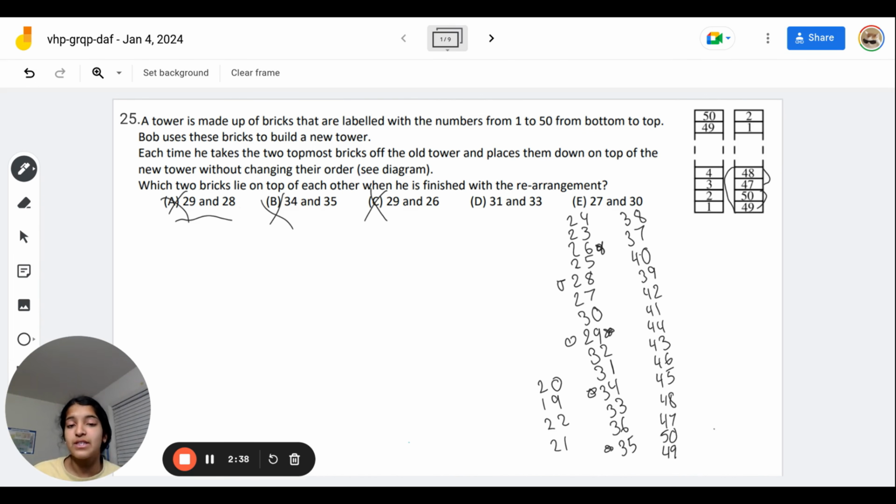So I feel like the easiest way to do this problem would just be to write down the numbers. It's really easy if you just follow the pattern. So for D, it's 31 and 33. Let's see where 31 is. 31 is right here, and 33 is right here. It's only split by one number, but still it's not right next to each other, so it can't be D. And then we get 27 and 30. So where's 27? 27 is right here, and 30 is right here. So these two numbers are right next to each other, which means the answer for this problem would be E.